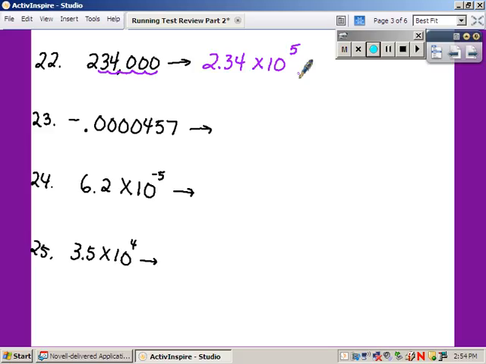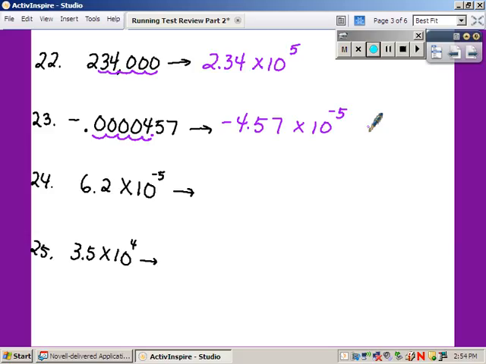Similarly, if we have one that goes the other direction, we still need to have a number between 1 and 10, so the closest thing to do would be to put the decimal point here. That's 4.57. The whole thing is actually negative, so you need to make this negative. And then times 10, and we're going to go 1, 2, 3, 4, 5. But it went to the left, so this is -5.